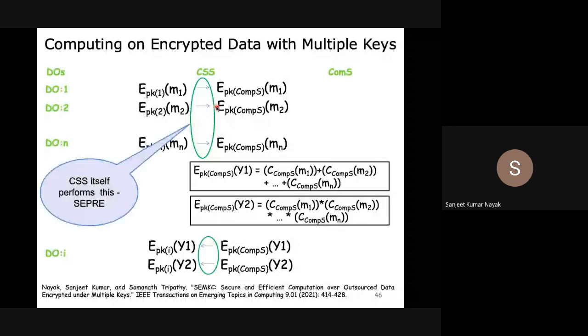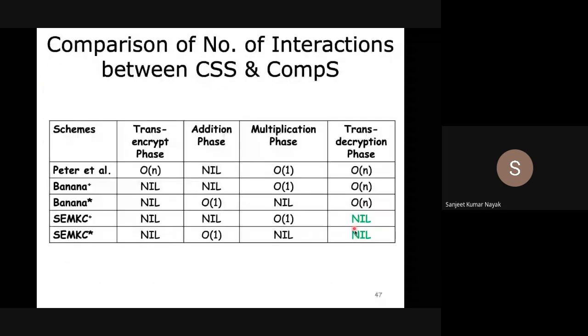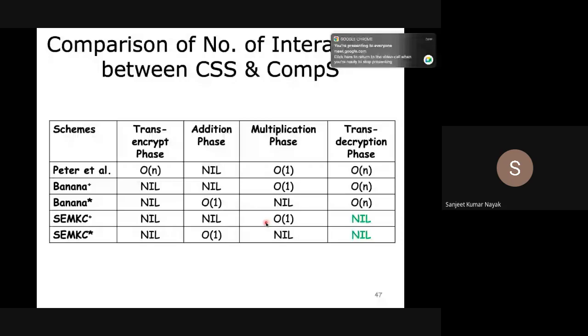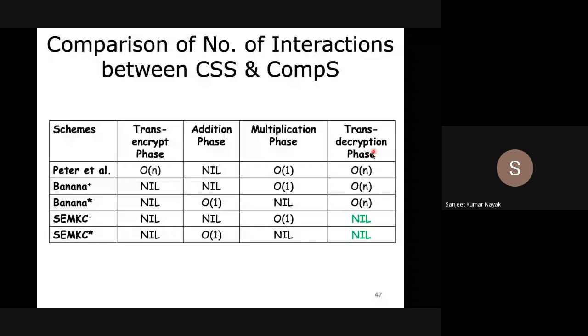So therefore, if I compare, you can see in the trans-decryption phase our cost is very nil. That is our scheme, SEMKC plus and star. Why these two, I will tell, because we propose two schemes. One is for if we have more multiplication operations, and one scheme if we have more addition operations, that I will tell. So here, if you see the decryption phase, the communication cost is nil.